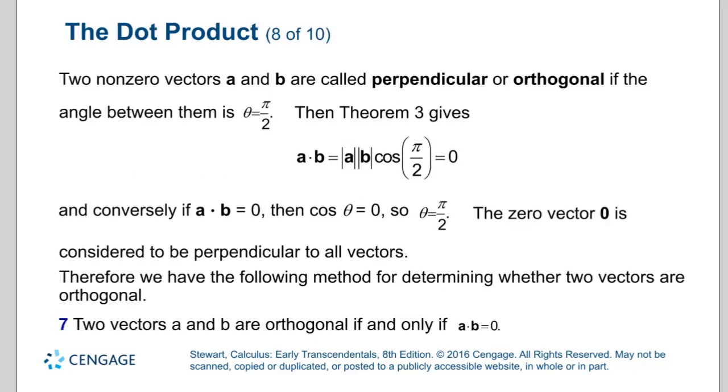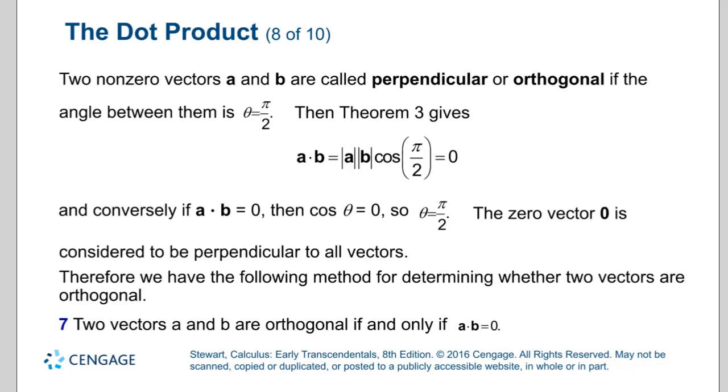One of the benefits of being able to figure out the angle between two vectors is to determine if they're perpendicular or orthogonal. If the angle between them is pi over 2, that means they're perpendicular. So if I look at the theorem we just talked about for the dot product, we look at the magnitude of A and the magnitude of B, and we multiply by the cosine of pi over 2. Cosine of pi over 2 is 0. So if two vectors are perpendicular, then the dot product will be 0.